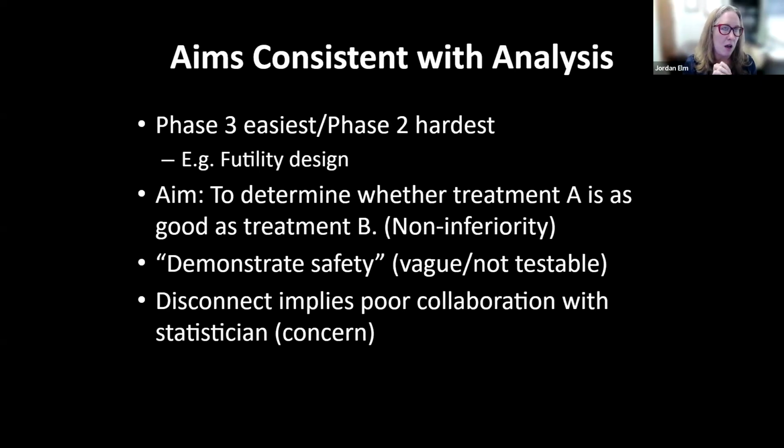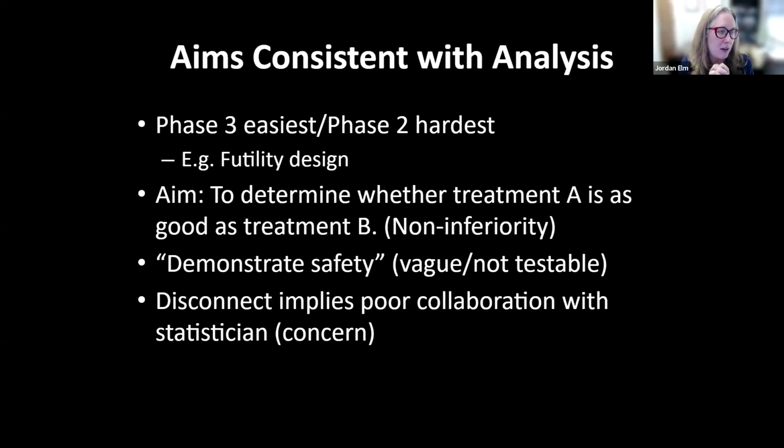An example of an aim that is very common is when someone says, I want to demonstrate safety of my drug. It's vague. It's not something you can test easily. So you want to clearly define: what's your primary safety outcome? What are you comparing that to? And is it realistic? The more specific you can get, the better.